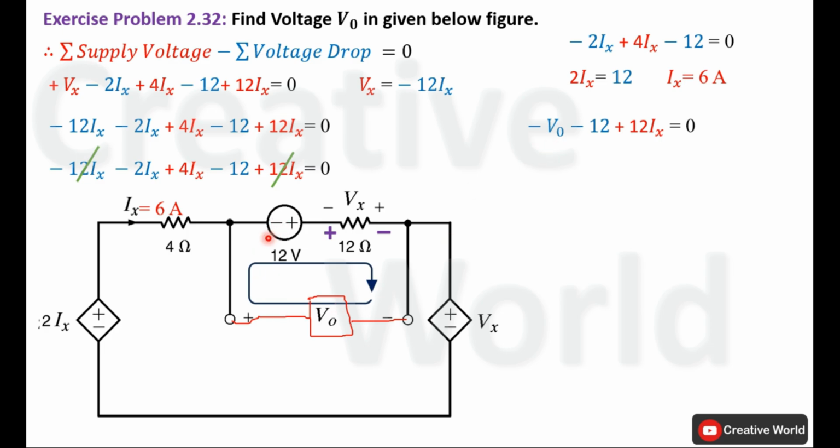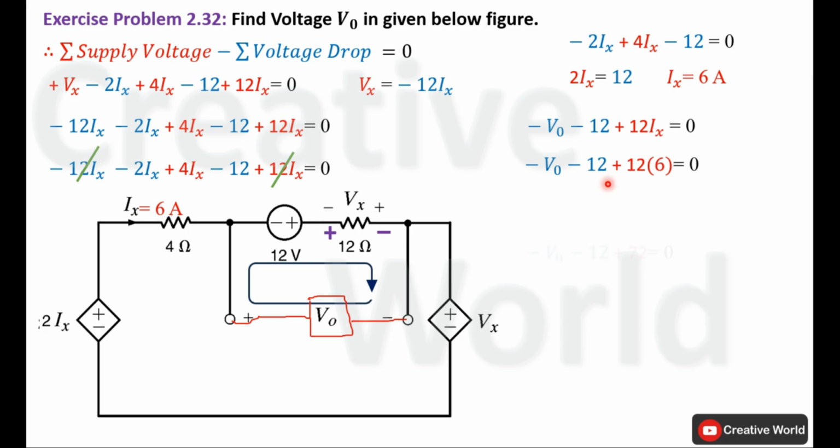Current entering terminal is negative, so voltage of the voltage source, that is 12 volt, will be taken with minus sign, minus 12 volt. Move to the next resistive element. Current entering terminal is positive, so voltage across this resistive element will be taken with positive sign. The value of voltage across this resistive element is 12 multiplied by Ix, the current through this resistance. Now we know the value of current Ix, so replace Ix with its value, that is 6 ampere.